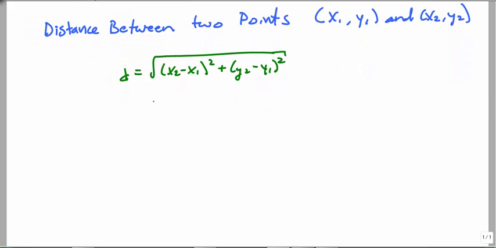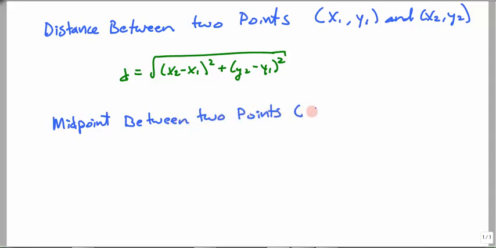We'll also want the midpoint formula. The midpoint gives us the middle value between two ordered pairs. So the midpoint between 2 points. Now for the midpoint formula, I can go off with these same two ordered pairs, (x1, y1) and (x2, y2).